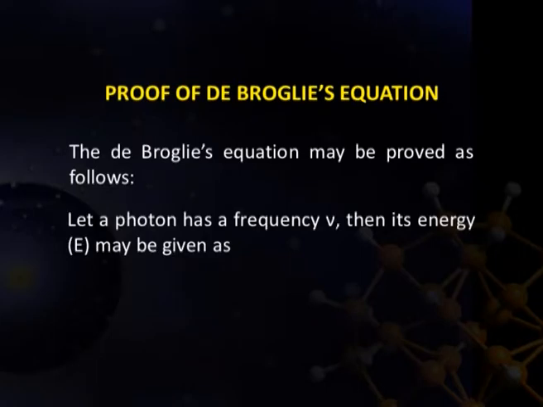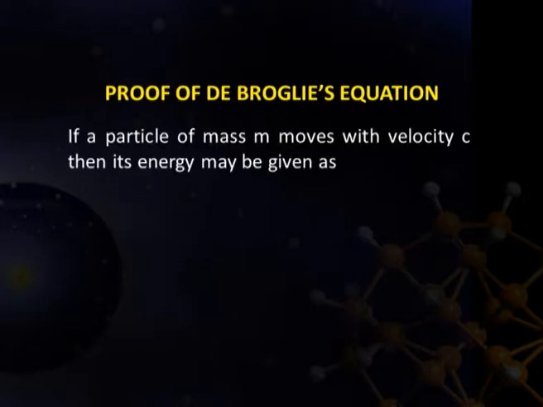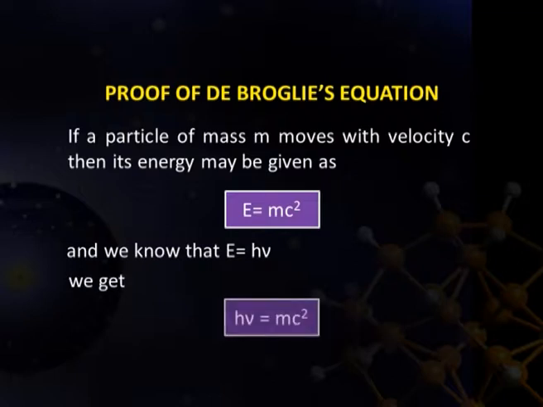De Broglie equation may be proved as follows. Let a photon have frequency nu, then its energy E may be given as E = h nu. If a particle of mass m moves with velocity c, then its energy may be given as E = mc², and we know that E = h nu, so we get h nu = mc².